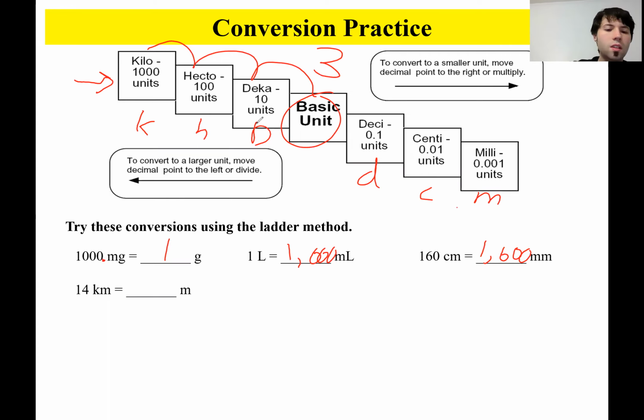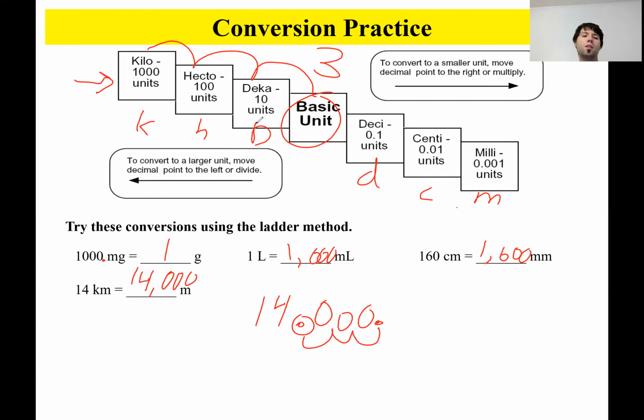Okay. So we start with 14. We have an understood decimal right there. We want to move this 1, 2, 3 places. So my decimal ends up there. Fill in the empty spots with zeros. And I have 14 kilometers equals 14,000 meters. So meters are smaller than kilometers. So yes, I should have more meters than kilometers. So that checks out.